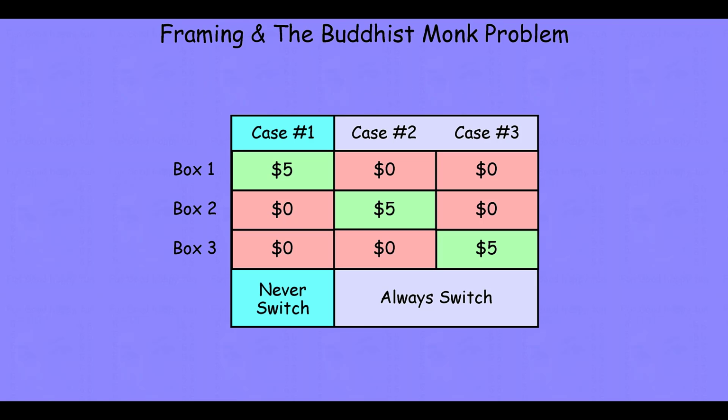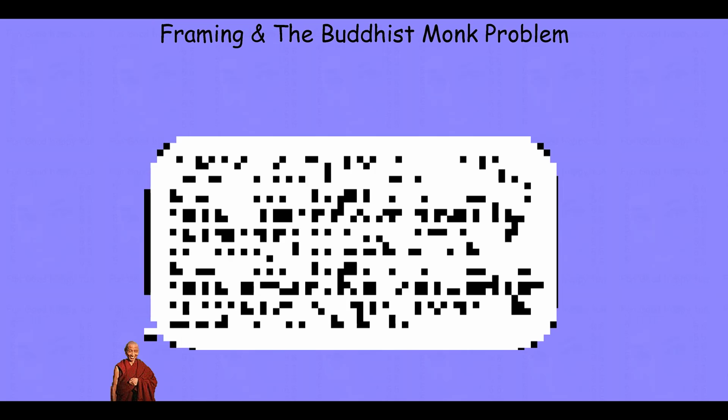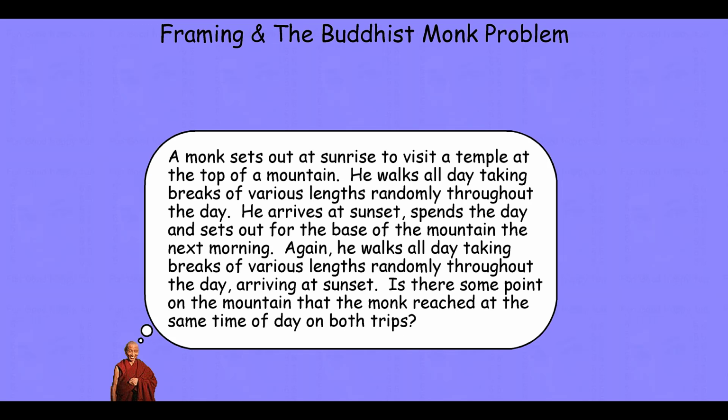Let's consider a problem we haven't looked at before. This is called the Buddhist monk problem. A monk sets out at sunrise to visit a temple at the top of a mountain. He walks all day, taking breaks of various lengths randomly throughout the day. He arrives at sunset, spends the day, and sets out for the base of the mountain the next morning. Again, he walks all day, taking breaks of various lengths randomly throughout the day, arriving at the foot of the mountain at sunset. Is there some point on the mountain that the monk reached at the same time of day on both trips?